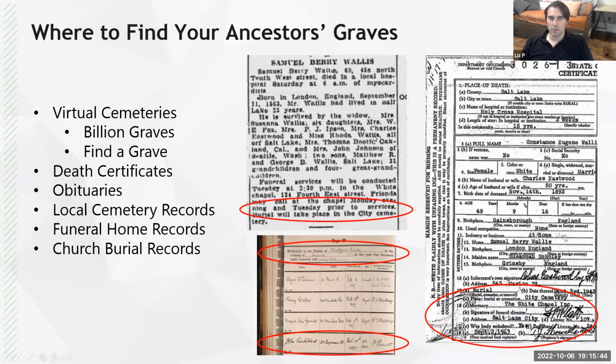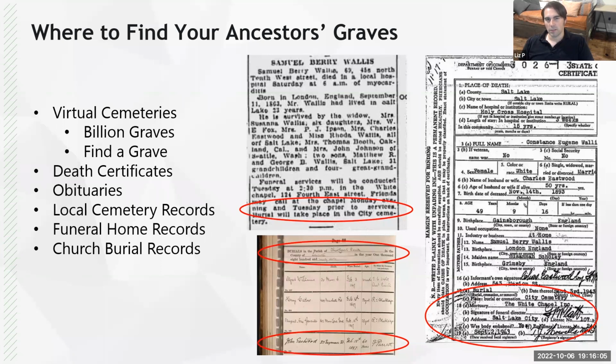Obituaries can be good too. My great-great-grandfather, who was Samuel Barry Wallace, Constance's father, you can see his obituary is here in the center at the top, and that red circle at the bottom calls out, hey, on Tuesday prior to the funeral services, the burial will take place in the city cemetery, which is also in Salt Lake here. So obituaries can key that into you.